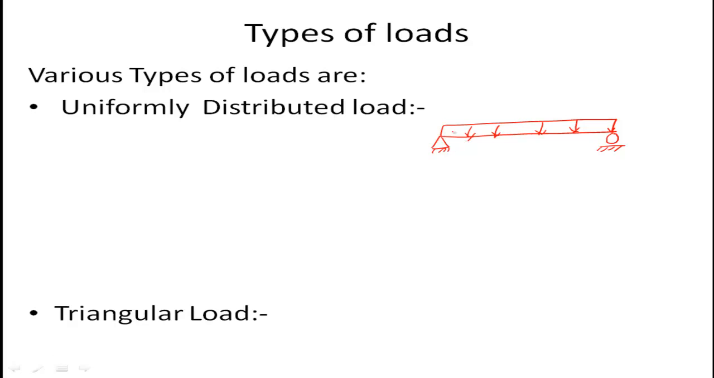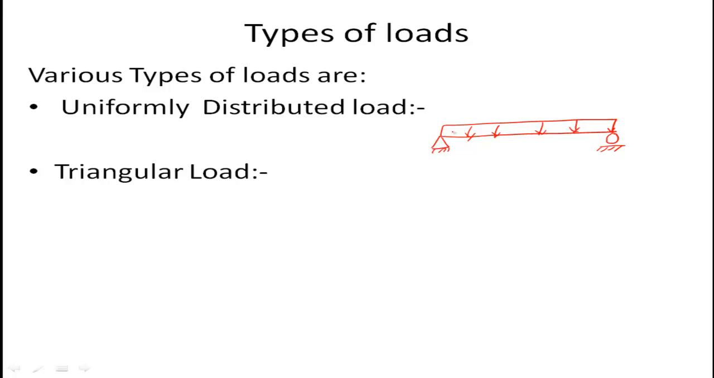Now, then we have the triangular load. This is usually shown like this. We have a simply supported beam. It's rested on a roller support and a pin support. And the triangular load varies uniformly like this.